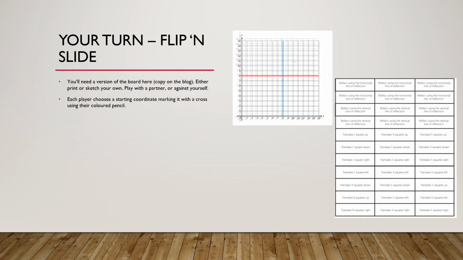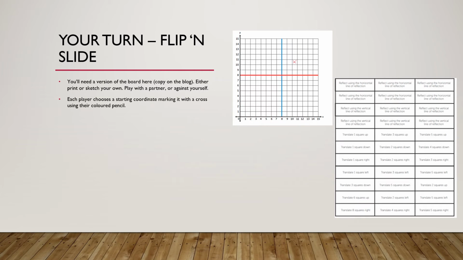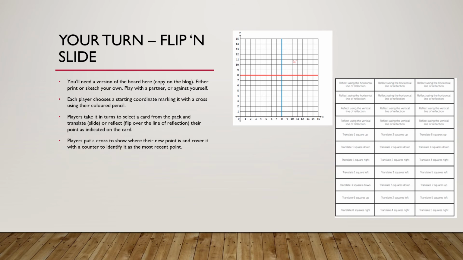Now, each player chooses a coordinate and marks it with a cross using colour pencils. So you can see I've done one here. Then you want to take it in turns to select a card from the pack. I put the cards over on the side here, and you're either going to translate, slide, or reflect, flip over a line of reflection, the point. That's why it's called Flip and Slide. You're then going to put a cross where your new point is and cover it up with a counter to identify it as the most recent point. If you haven't got a counter, use something like a coin or anything, really, it doesn't matter.